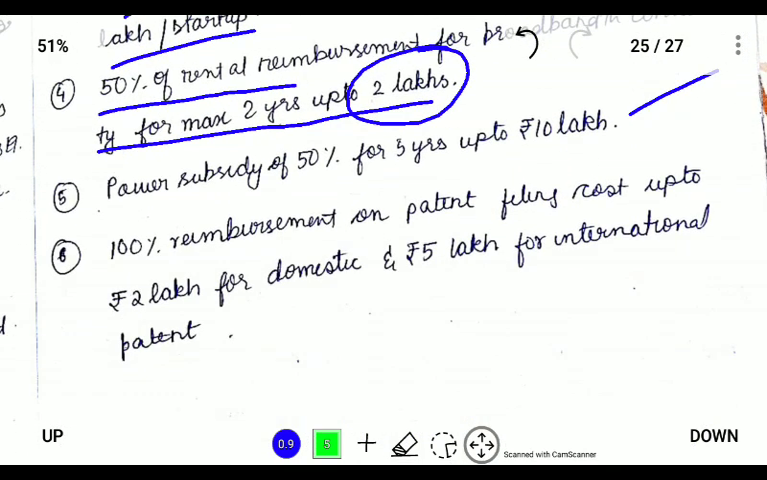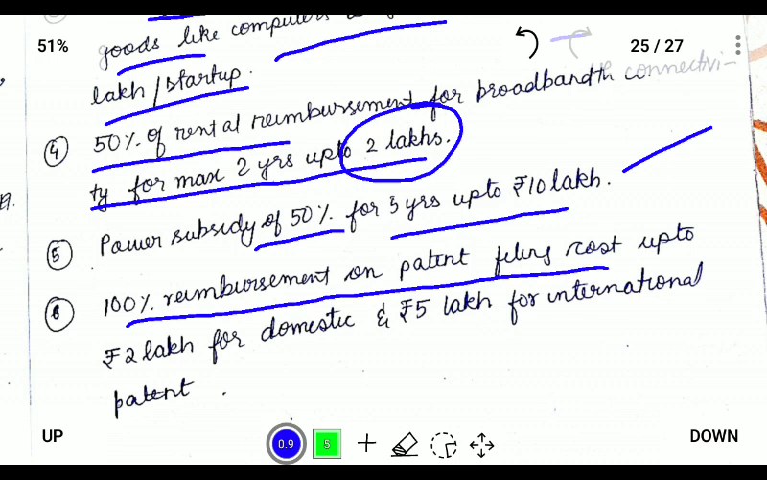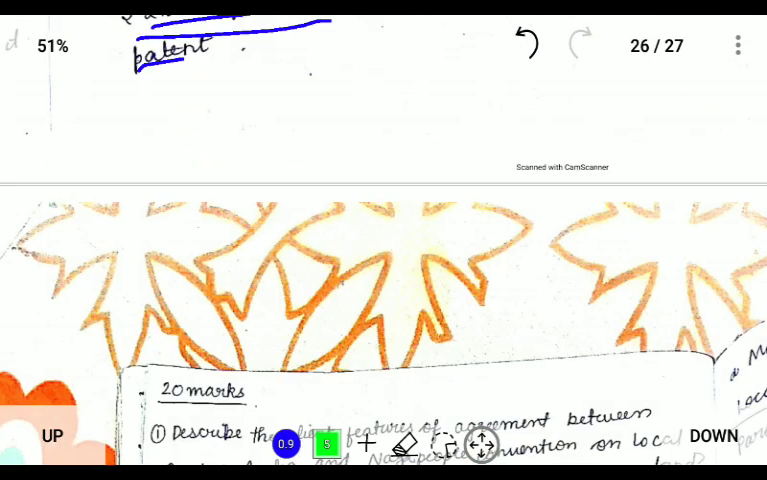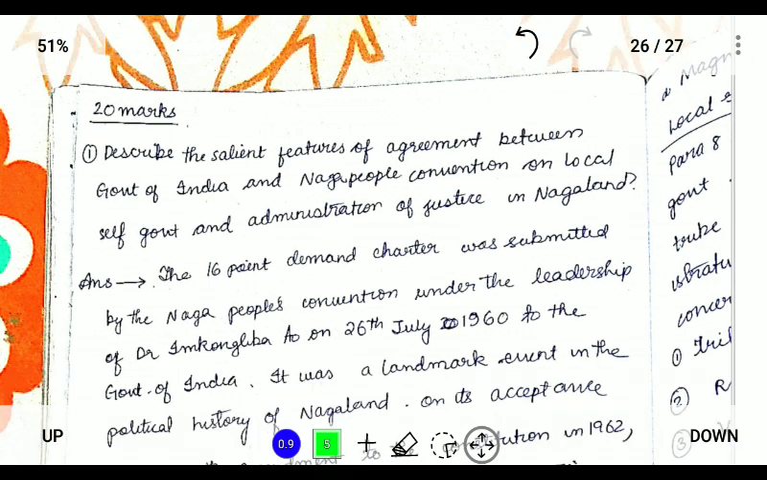And the next is power subsidy, that is how much power is consumed, how much light bill is coming. The Nagaland government will provide 50% subsidy for 5 years up to rupees 10 lakhs, and 100% reimbursement for patent filing up to 2 lakhs. So for filing a patent we also need some money, but the Nagaland government is willing to reimburse 100% of its price, subject to the limit of 2 lakhs and up to rupees 5 lakhs for international patents. So this is the status of employment and the Nagaland startup policy of benefits and features.